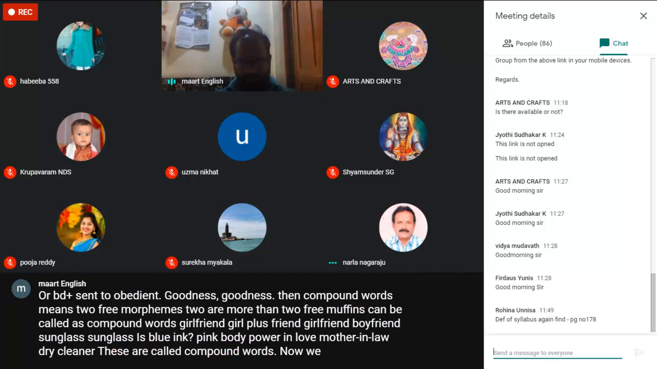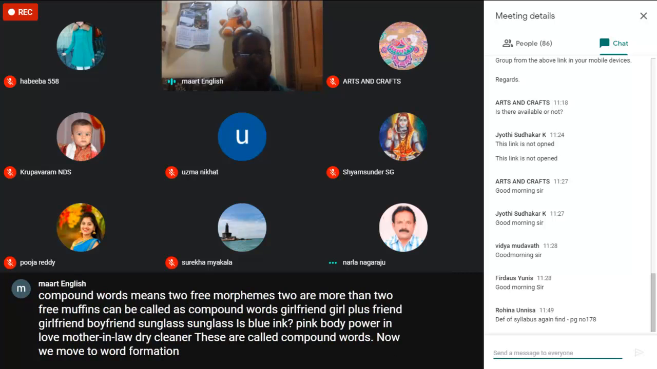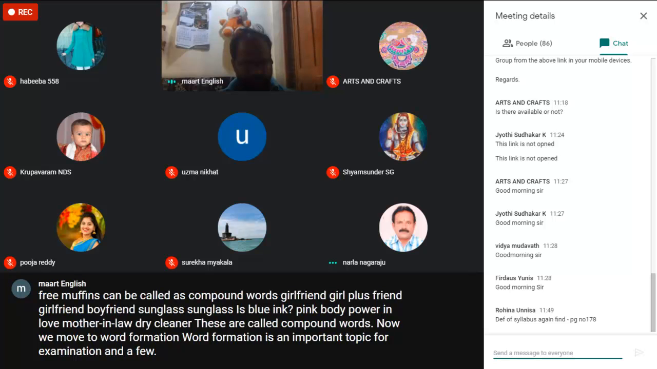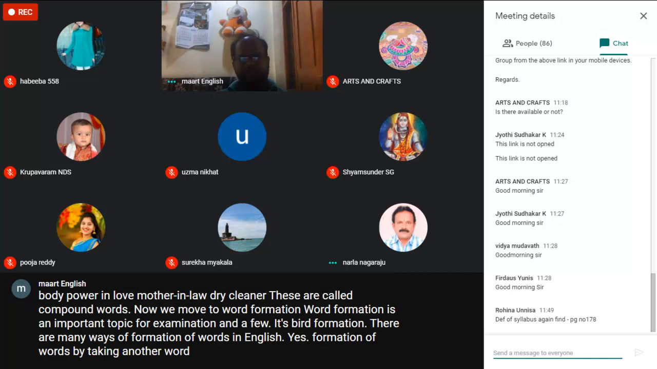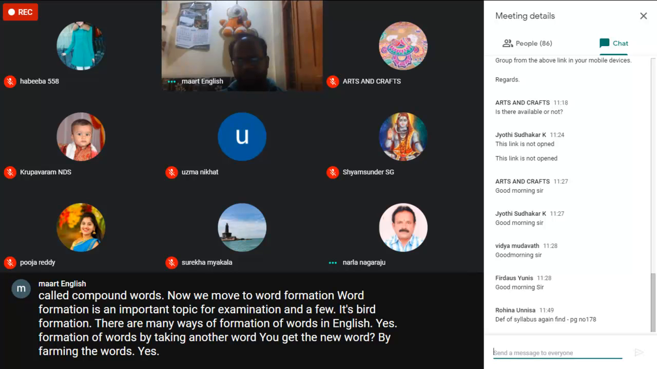Now we move to word formation. Word formation is an important topic from the examination point of view. There are many ways of formation of words in English. Formation of words by taking another word, we get a new word. For example, I will give you words from your book.